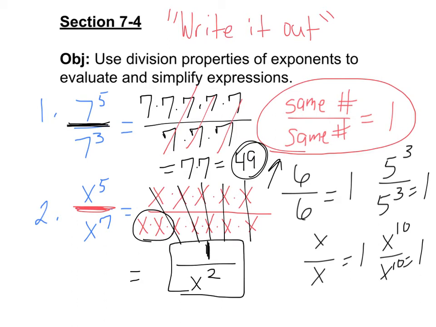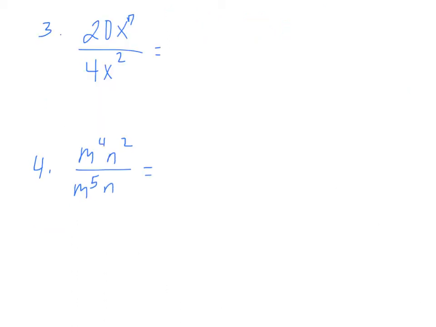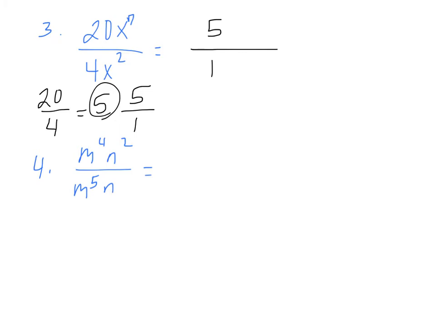Okay. Let's keep going. If you have something like this, what we will do is divide the numbers first. What I like to do is keep the fraction line. So I have 20 divided by 4. If you were just tasked with finding this quotient, 20 divided by 4, you would say that's 5. Another way to write 5 is 5 over 1. So we will put 5 on the top and 1 on the bottom.